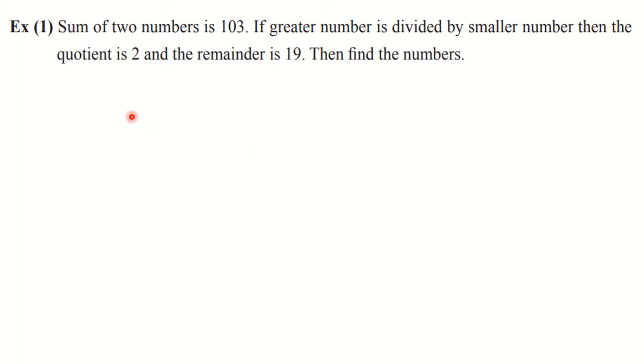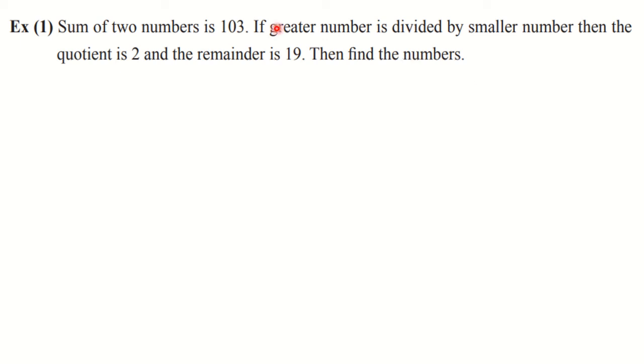So first solved example here is: sum of two numbers is 103. If greater number is divided by smaller number, then the quotient is 2 and the remainder is 19. Then find the numbers. Okay, so now this is the problem based on numbers. So as I have said, what is the very first step? That read the question once. If you don't understand, read it again. Try to understand the question.